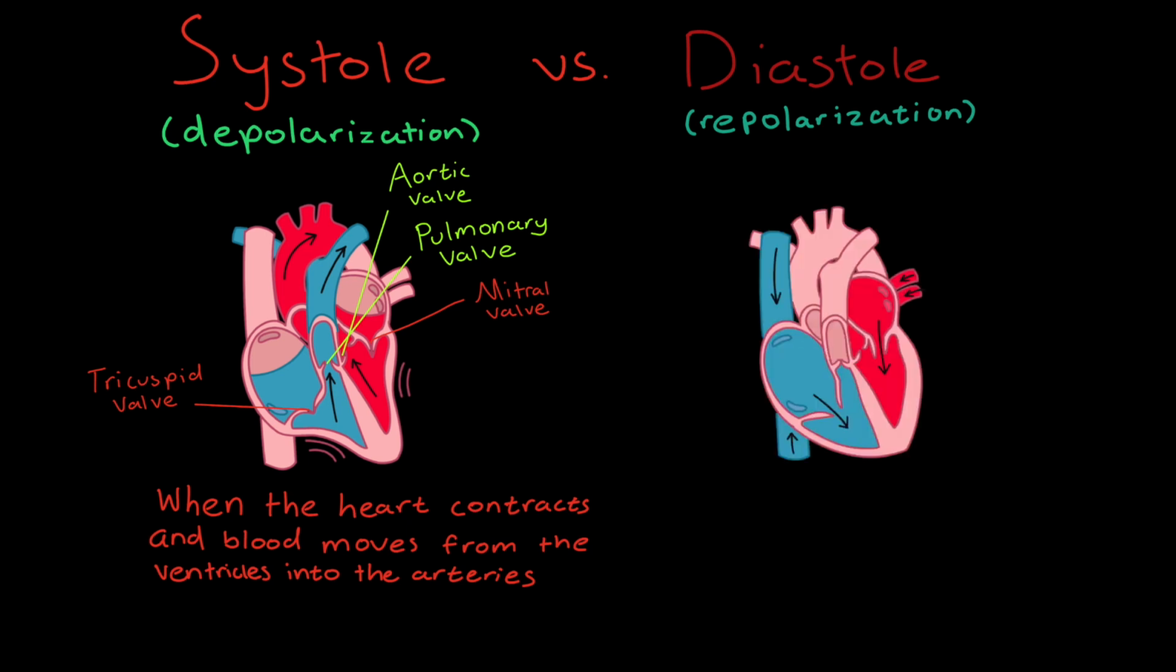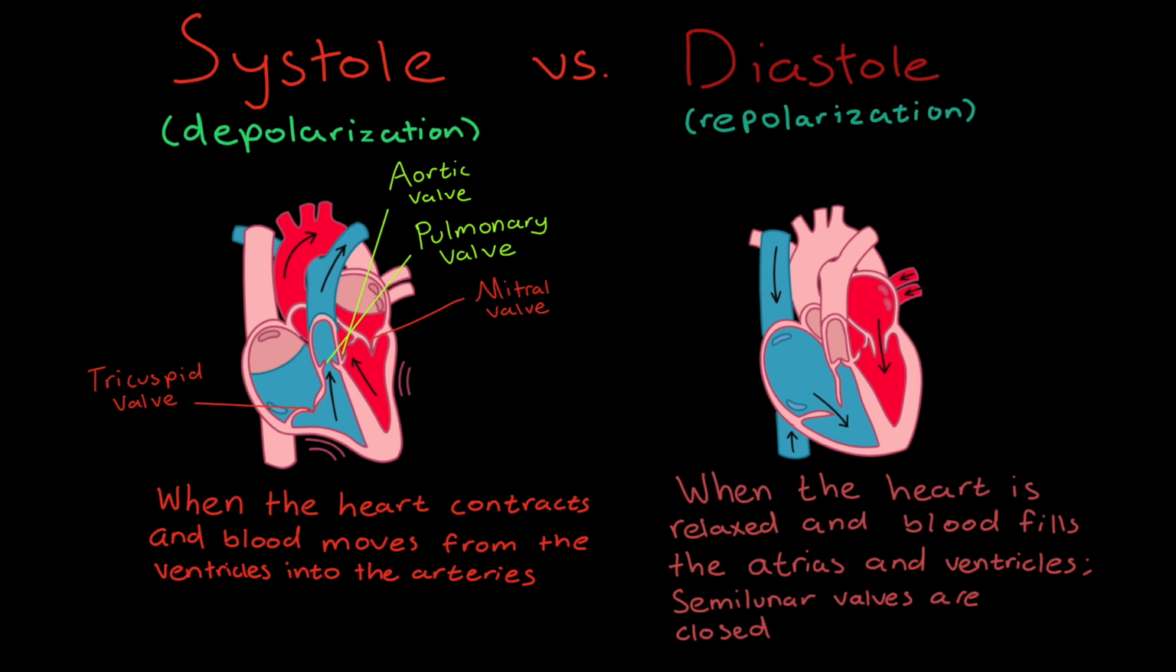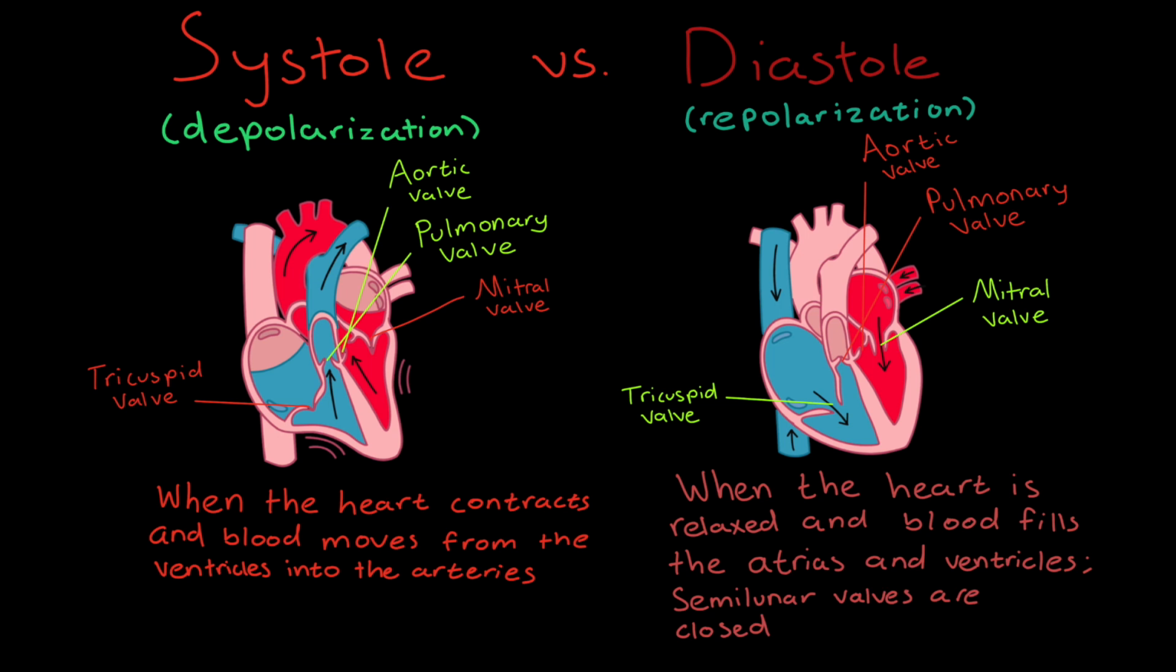Now, diastole is a phase of relaxation in which the heart is not in contraction and the atria and ventricles fill with blood. In this phase, the atrioventricular valves are open and the semilunar valves are closed. Now, just remember, when I refer to atrioventricular valves, I'm talking about the tricuspid valve and the mitral valve. And if I'm talking about the semilunar valves, I'm talking about the aortic and pulmonary valves.